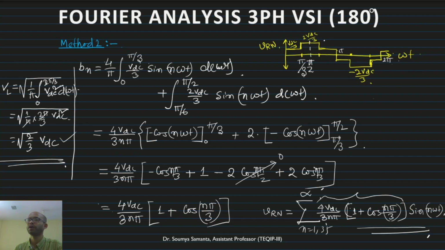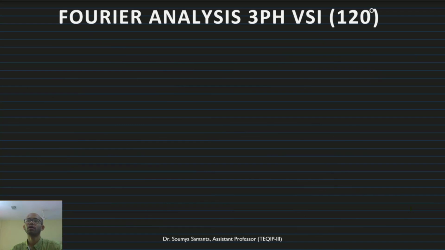So similarly, if you put it here, you can find out the RMS value of the phase voltage. This is for the line voltage. So you do that part. I am leaving that part for you. So next, I am moving on to the 120-degree mode of operation. After getting the 180-degree mode of operation, I think you have understood how to do it.